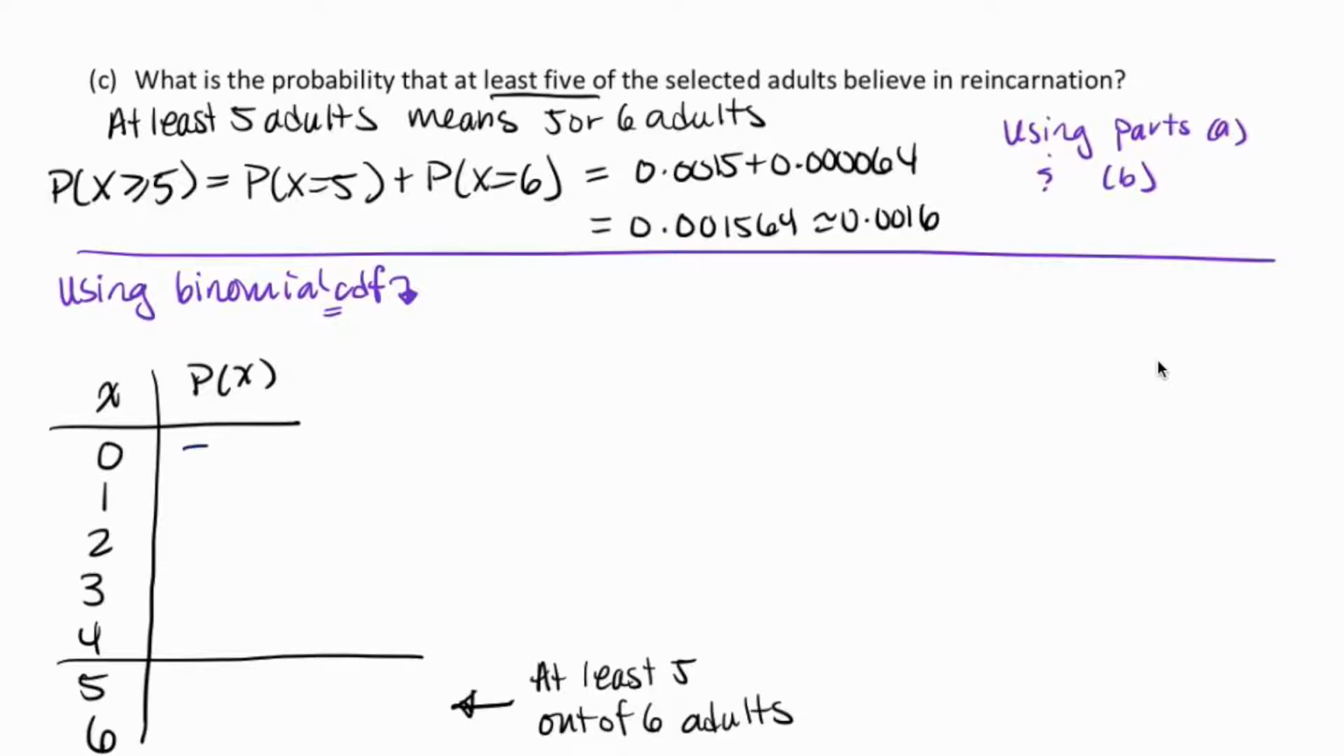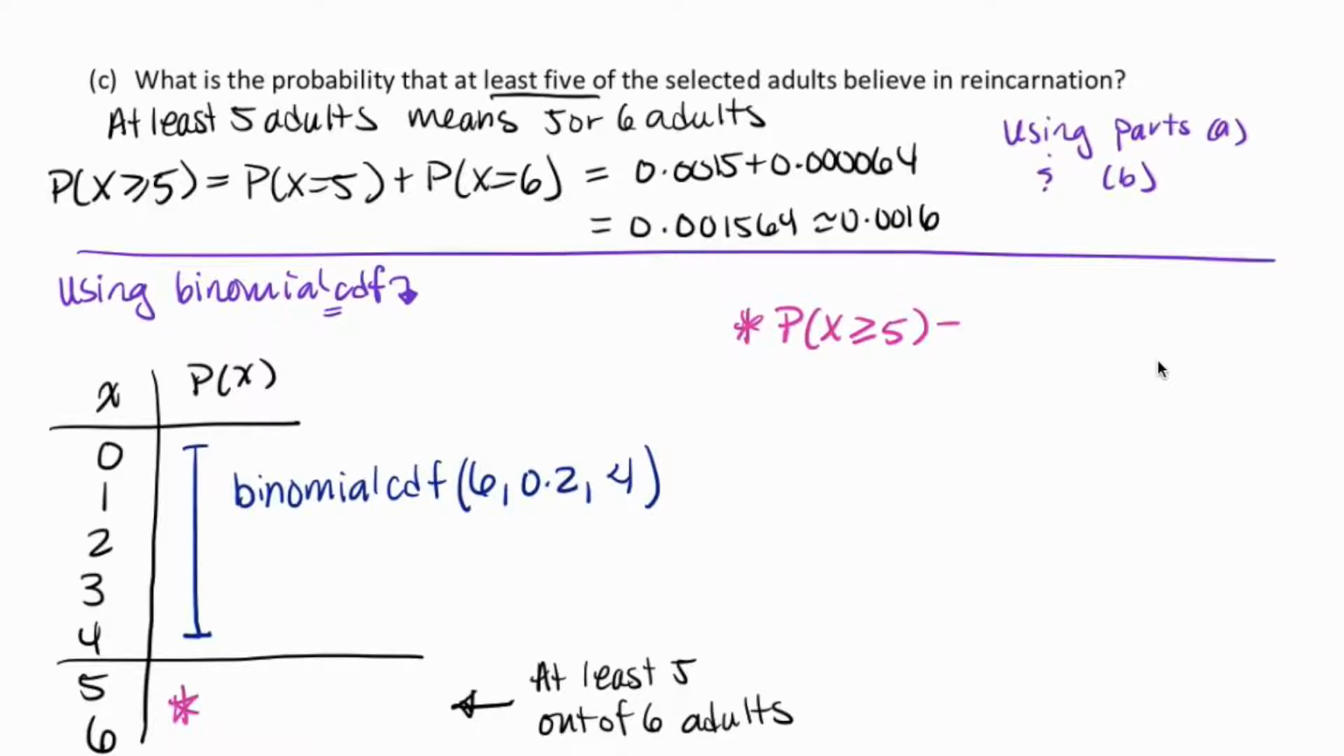So in this section, to find the sum of this probability, so the probability of 0, 1, 2, 3, or 4 adults believing in reincarnation, you're going to use CDF. So binomial CDF probabilities have to add to 1. So since those have to add to 1, we can easily find this probability here. This probability is just 1 minus, the probability of x greater than or equal to 5 is just going to be 1 minus the probability of x less than or equal to 4, which is here. So you can write this very loosely as 1 minus binomial CDF, 6, 0.2, comma 4.